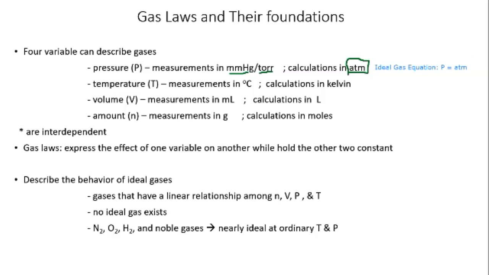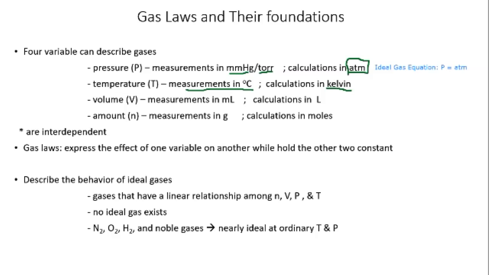Next, we look at the property temperature. Temperature in the laboratory is measured in degrees Celsius. However, for all calculations involving the temperature of a gas, temperature needs to be in Kelvin. And so this is for all equations. Anytime you see temperature involving a gas and you have to put it in an equation, you need to convert it to Kelvin. And the reason is Kelvin is an absolute temperature. There's no negative Kelvin. 0 Kelvin is as low as you can go.